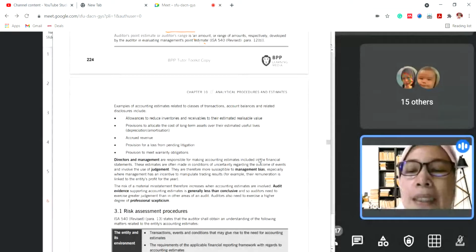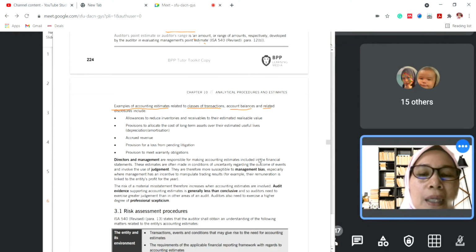So what are the examples of accounting estimate? All information, all disclosure or all amounts that do not occur yet. Normally it relates to the classes of transaction, account balances and related disclosure.